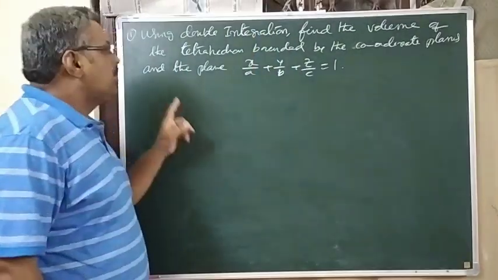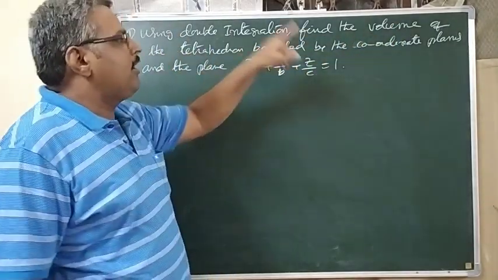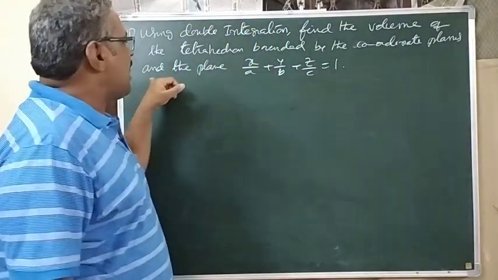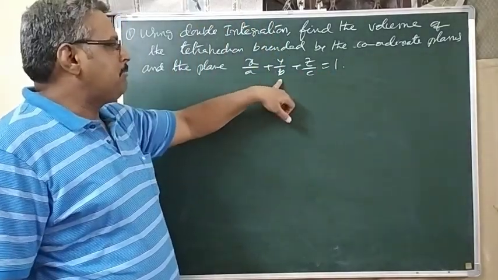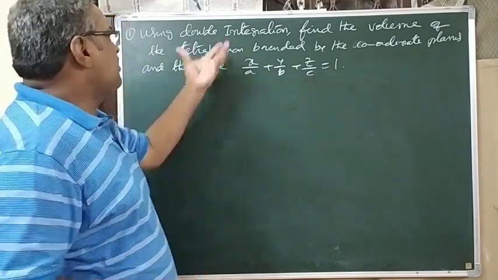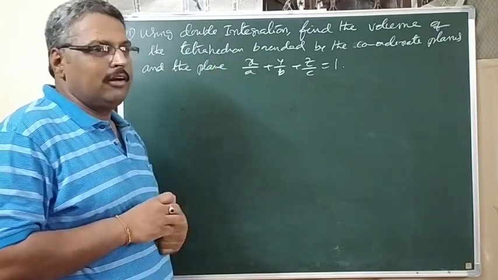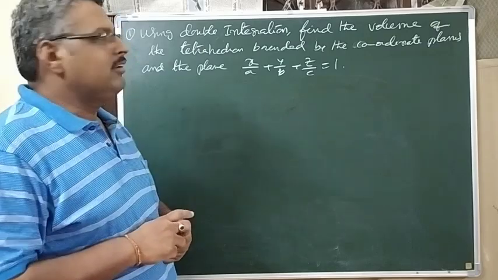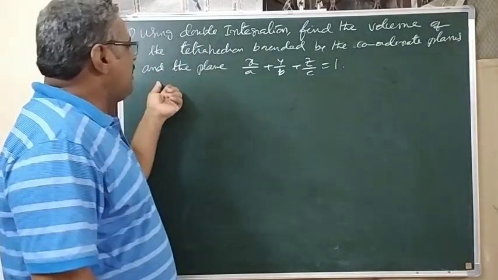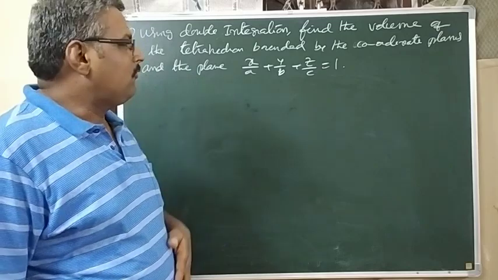Now first question: using double integration, find the volume of the tetrahedron bounded by the coordinate planes and the plane x by a plus y by b plus z by c equals 1. So using double integration, we will find the volume of this tetrahedron. What is the tetrahedron? The tetrahedron is bounded by the coordinate planes and the plane x by a plus y by b plus z by c equals 1.